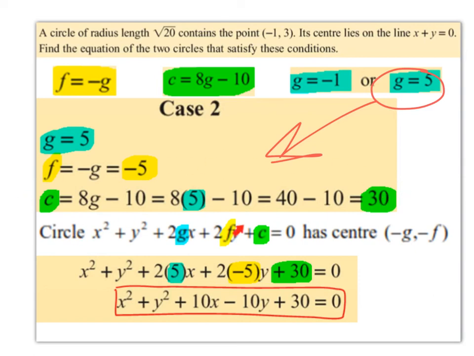So again, we have our general equation of the circle. We swap g for a set of brackets and put 5 in, f for a set of brackets and put minus 5 in, and we swap c for 30. Multiplying out the brackets and simplifying, we get x squared plus y squared plus 10x minus 10y plus 30 is equal to 0. So this is our second equation of the circle.